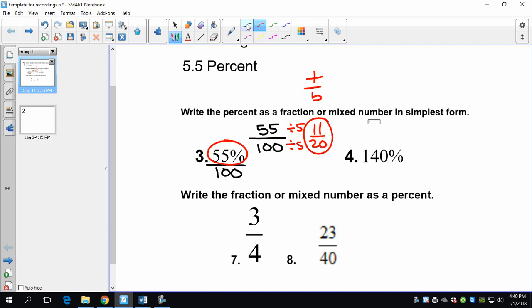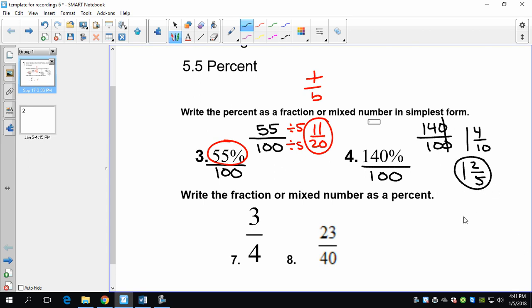For number 4, it's a little more challenging, 140%. You're still going to write it over 100. So you're going to get 140 over 100. Then you need to reduce it down. Remember, if you have a 0 on the top and a 0 on the bottom, you can essentially drop those zeros. How many times does 10 go into 14? 10 goes into 14 once. What's left over? You've got 4 over 10, and we want to write that in simplest terms, and that's going to be 1 and 2/5.